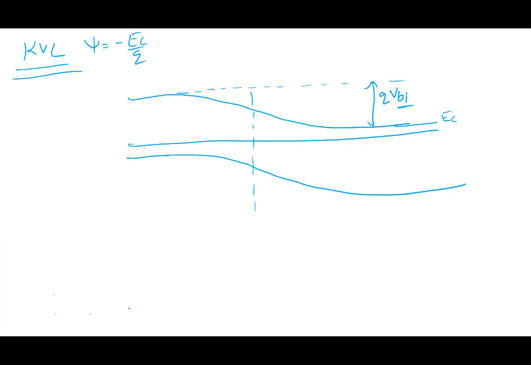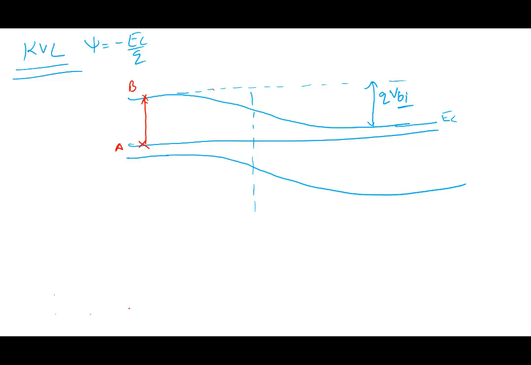So we start from this particular point. I'm going to start from a point, go in a loop, and come back to the same point. And I will add up the energy increments. So KVL is also nothing but conservation of energy. So I'm going to start from point A, and I'm going to go to point B.